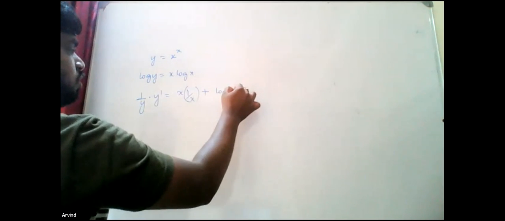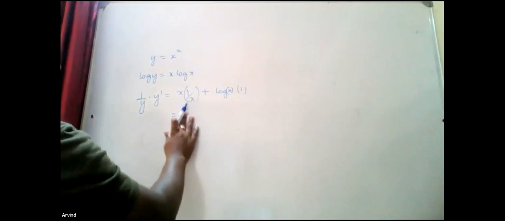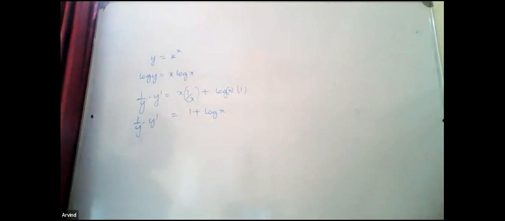Log x into 1. So this you can write as x and x gets cancelled. You'll have 1 plus log x. So now this is what you got: 1 by y into y dash is equal to 1 plus log x.